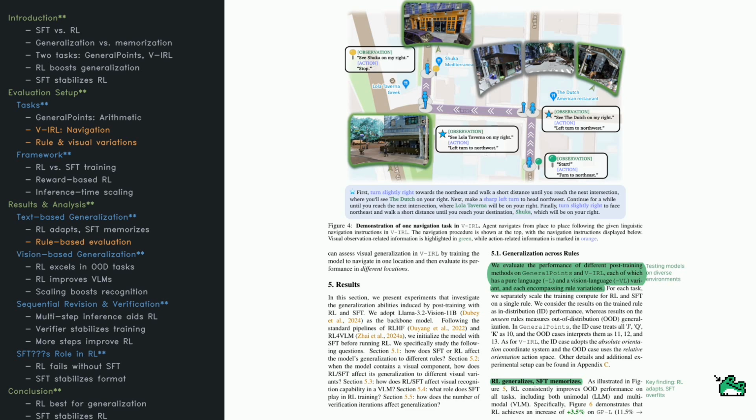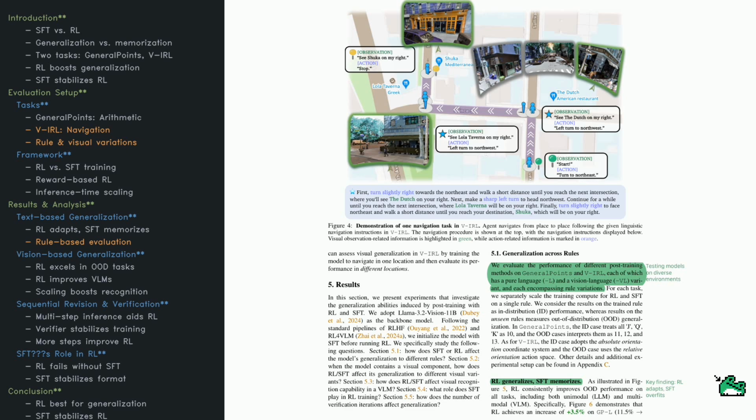One experiment looks at how models handle different rule variations, like interpreting playing card symbols as letters or numbers. Another tests visual generalization, where the model is trained with one color of cards and tested with another. The results are clear. RL generalizes, while SFT memorizes.